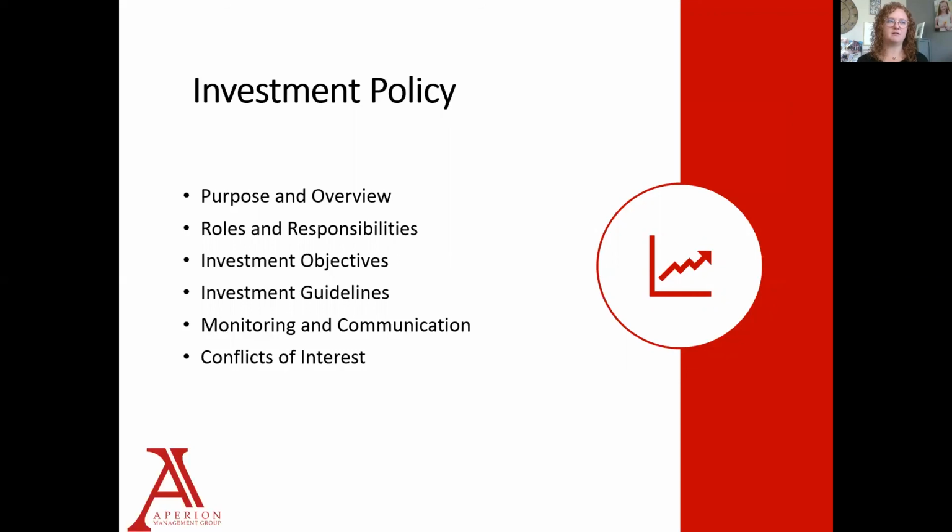And generally that looks like laddered CDs. You may ladder them 6 months and 1 year. We're not really going out much beyond 1 year right now with CDs just because of low interest rates. And those CDs will come up. And so your investment policy will lay out who makes the decision on how that gets reinvested.